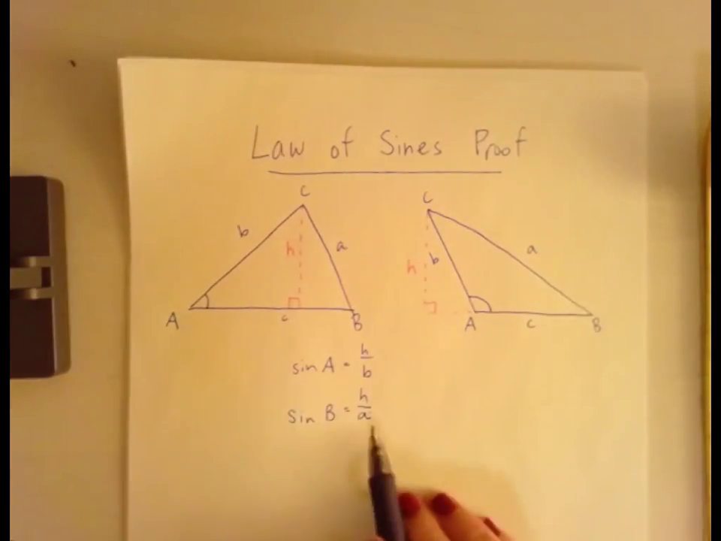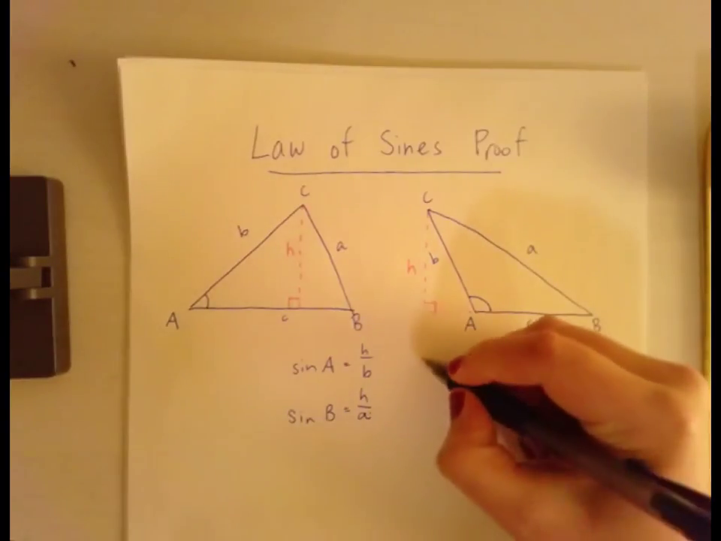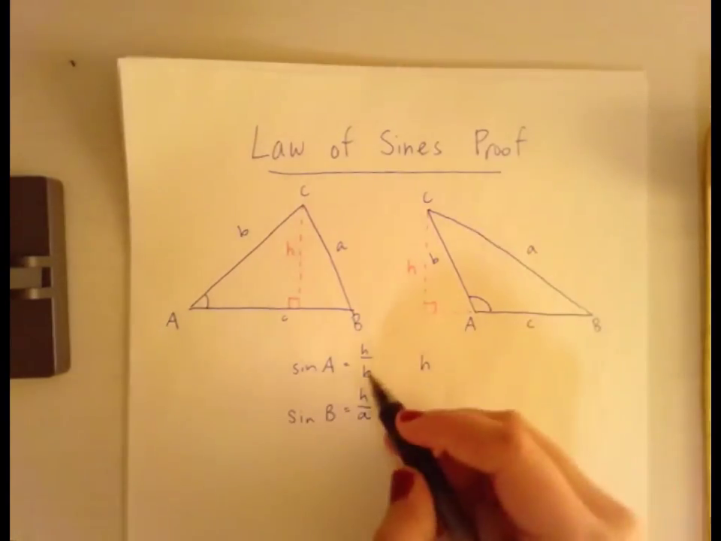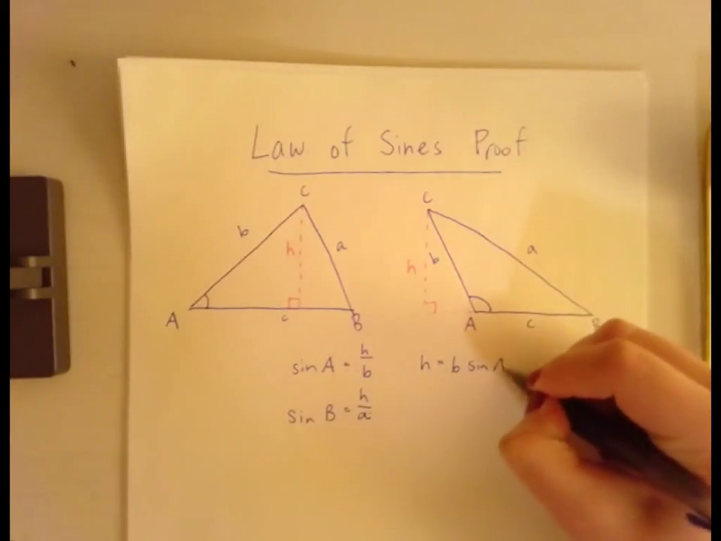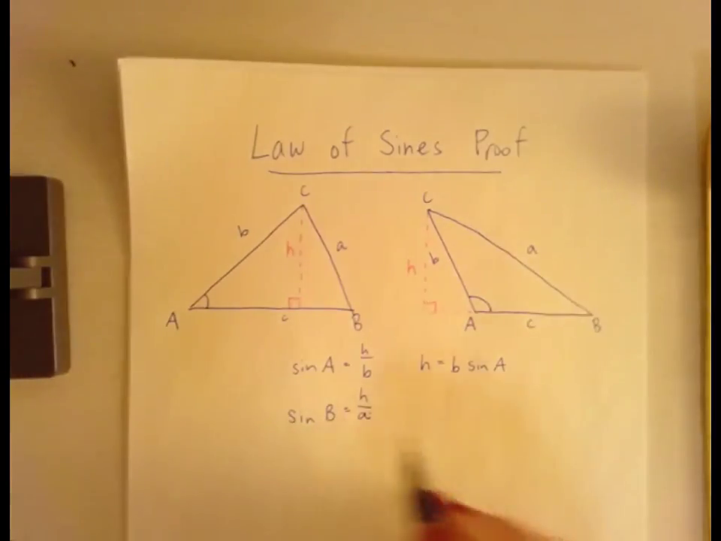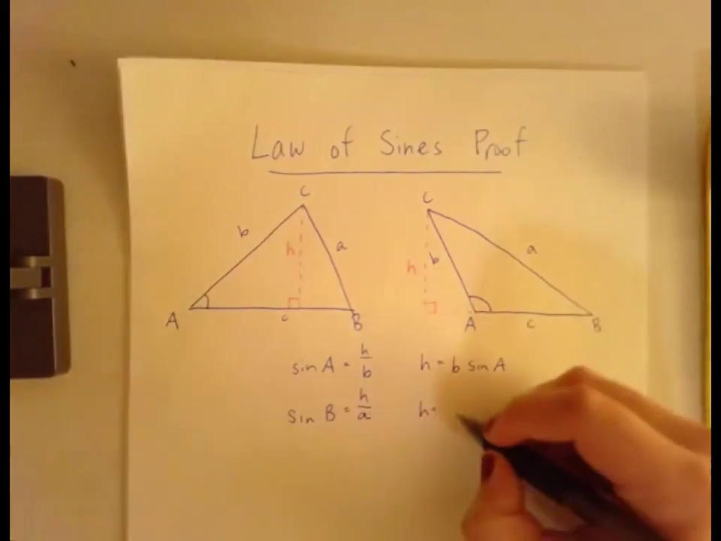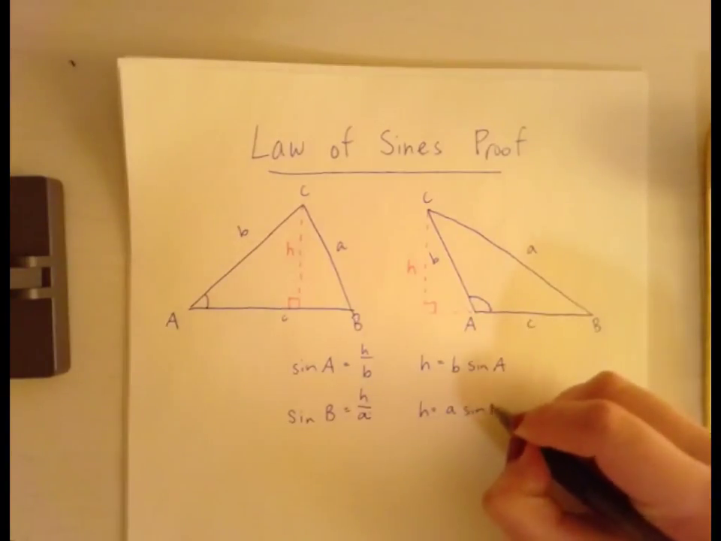So what we can do from both of these is make statements about H. From here we can say multiply both sides by B, and H is B sine of A. Over here we can say H is A sine of B.